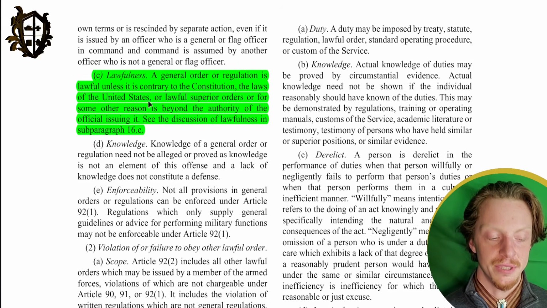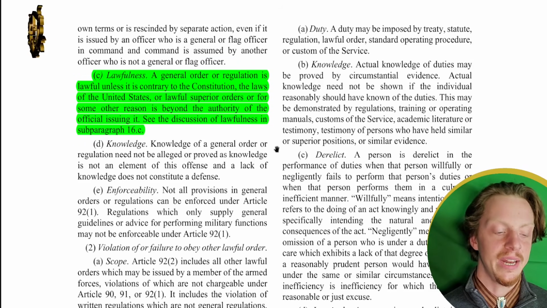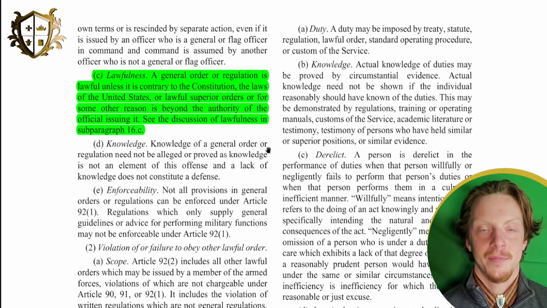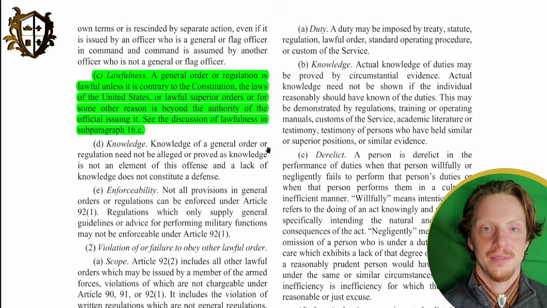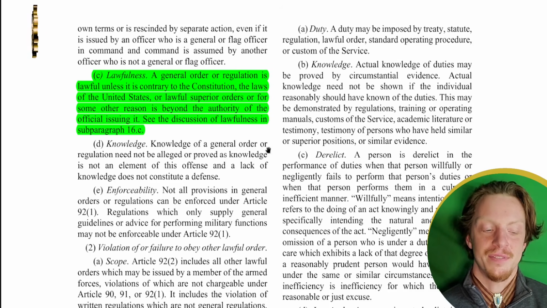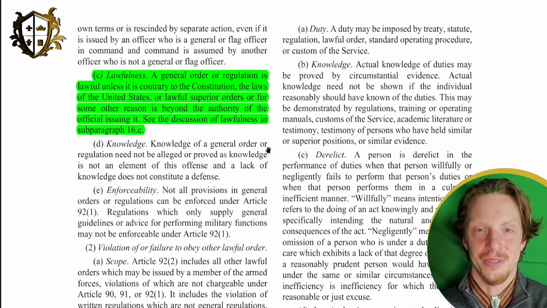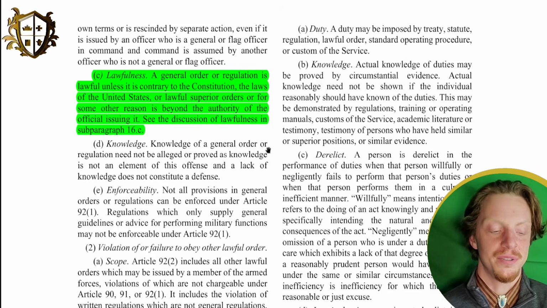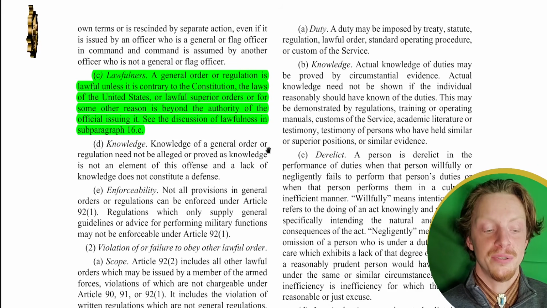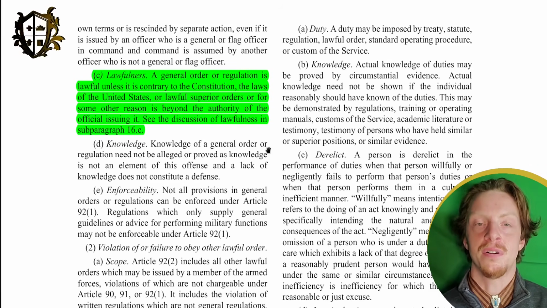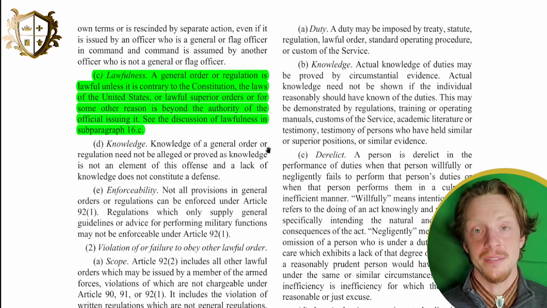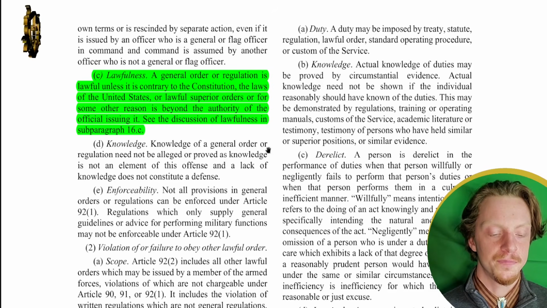Unless the order is contrary to the Constitution. And this second provision is redundant, because any law that is binding for the United States has to first be pursuant to the U.S. Constitution. That's in Article 6 of the U.S. Constitution. So whatever is to be lawful also first has to be constitutional. Otherwise, it's not binding. It's not lawful.